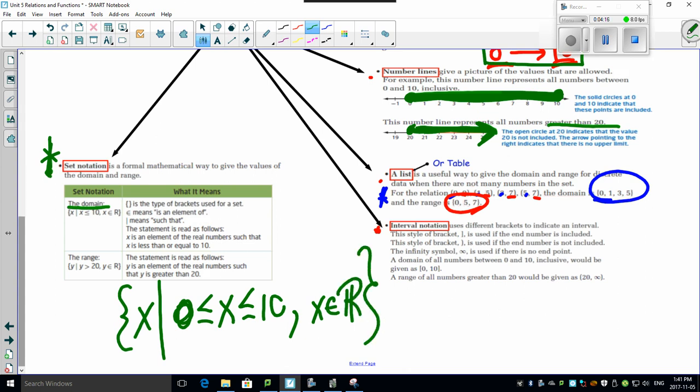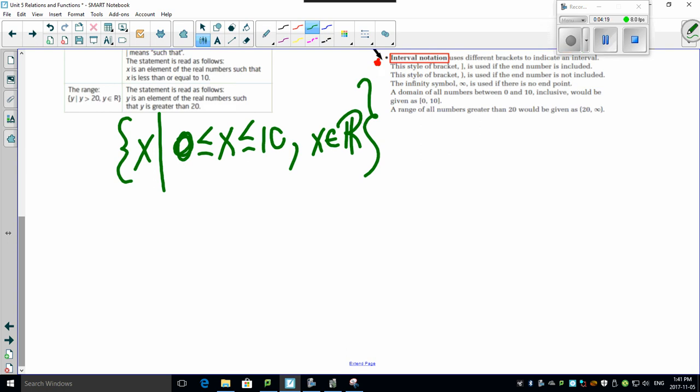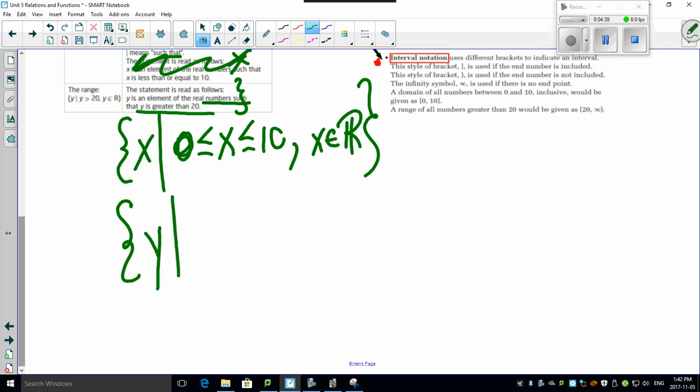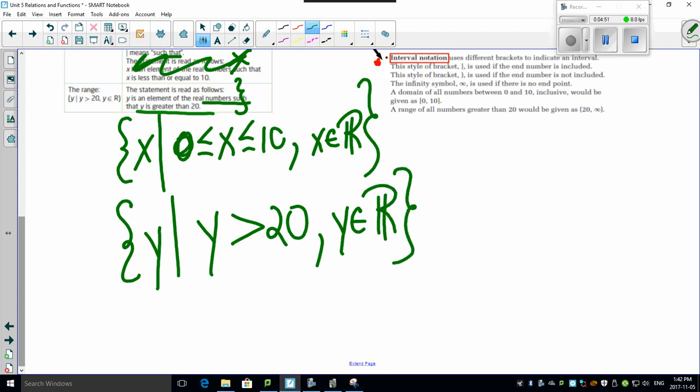Okay, so watch again. Let's do this with range. The statement reads as follows: y is an element of the real numbers such that y is greater than 20. Okay, so here we go. y such that y is greater than 20, but does not include 20. And it also is a set of the real numbers. So y belongs to R. That's how you do these.